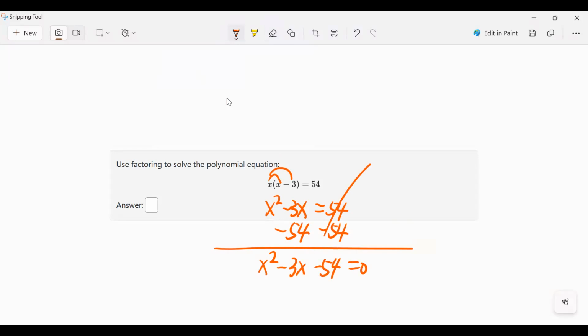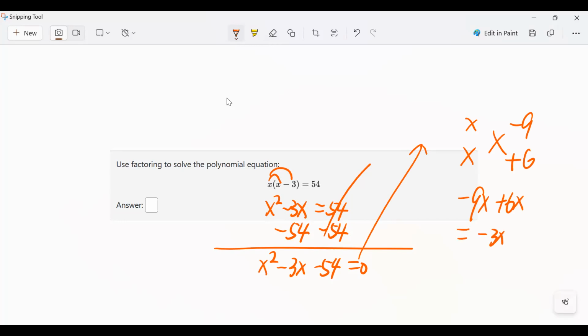Now factor the trinomial on the left. This one becomes x, 9 and 6, right? 9 times 6 is 54, minus 9 plus 6. And you cross multiply minus 9x and 6x. That is minus 3x, the middle term. So two factors, x minus 9 and x plus 6.